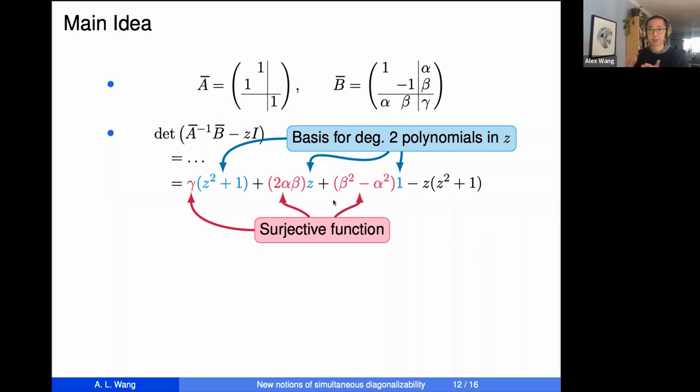It's going to be: first coordinate is gamma, second coordinate is twice alpha beta, and third coordinate is beta squared minus alpha squared. And the function which maps alpha, beta, and gamma onto this vector is going to be a surjective function. Right? For any coefficient that you would like for me to stick in front of these blue polynomials, I can find some alpha, beta, and gamma that achieves those coefficients.